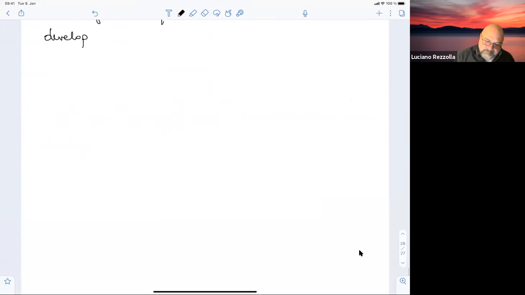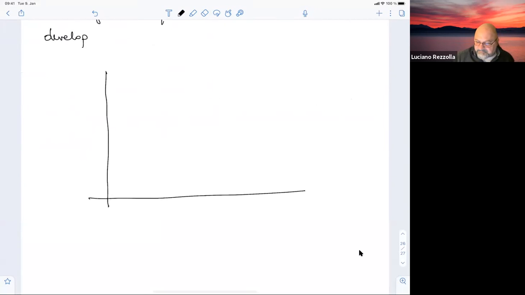Let's think about what happens if we were to plot u as a function of position at different times. We start again with a very simple smooth function. We start with a sine wave.